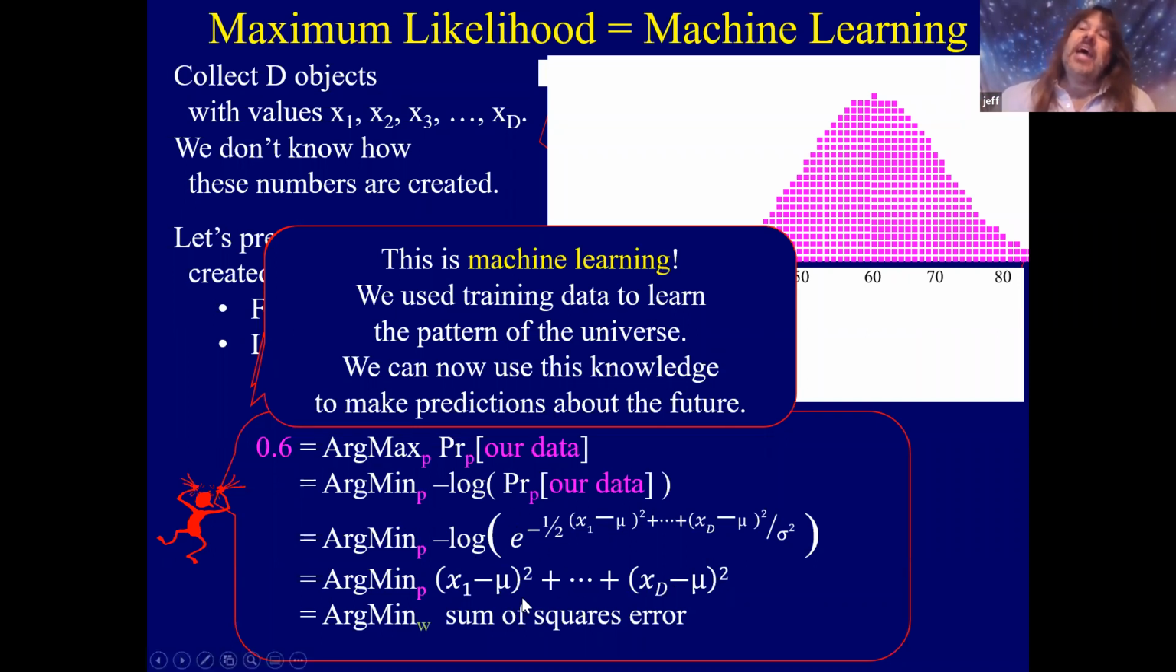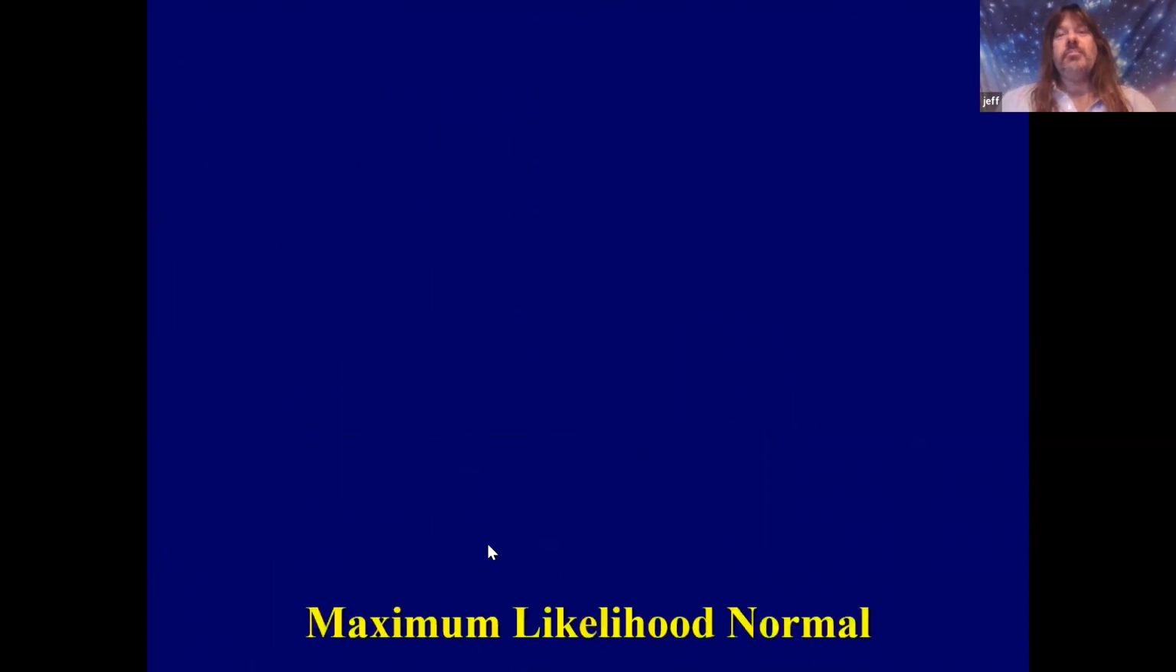I think it's kind of fun that this machine learning idea is completely tied to this maximum likelihood idea, and the same equations fall out. And there you have it. Are people kind of following me here a little bit? A little bit. Any questions?